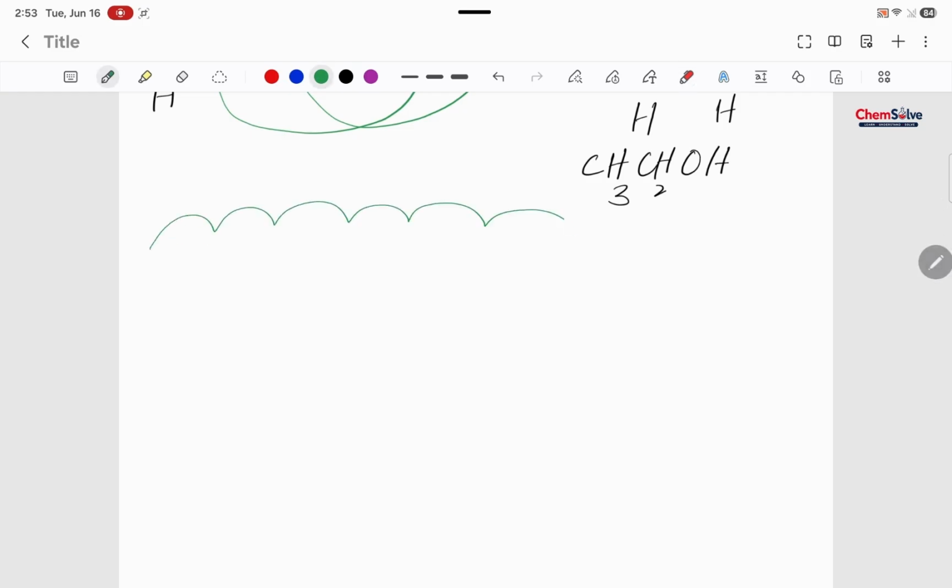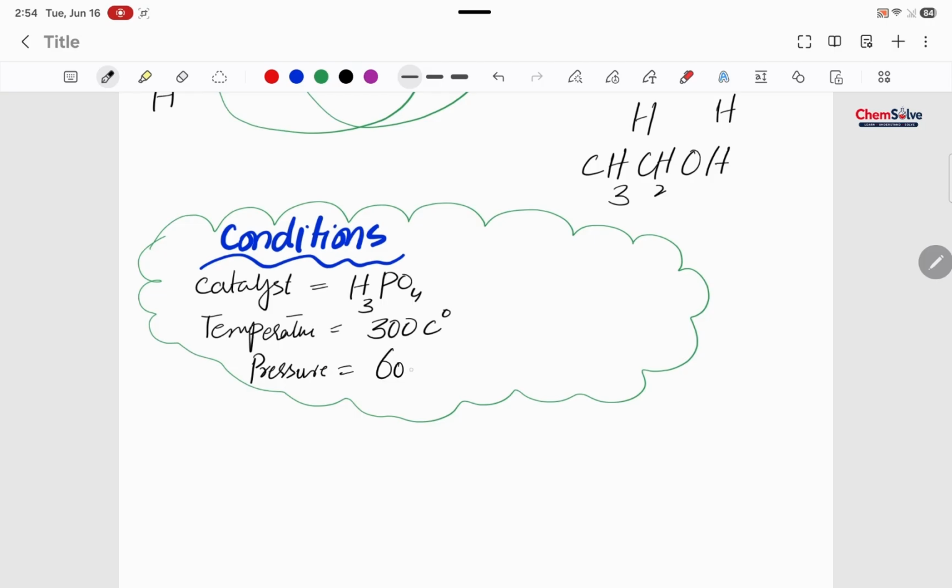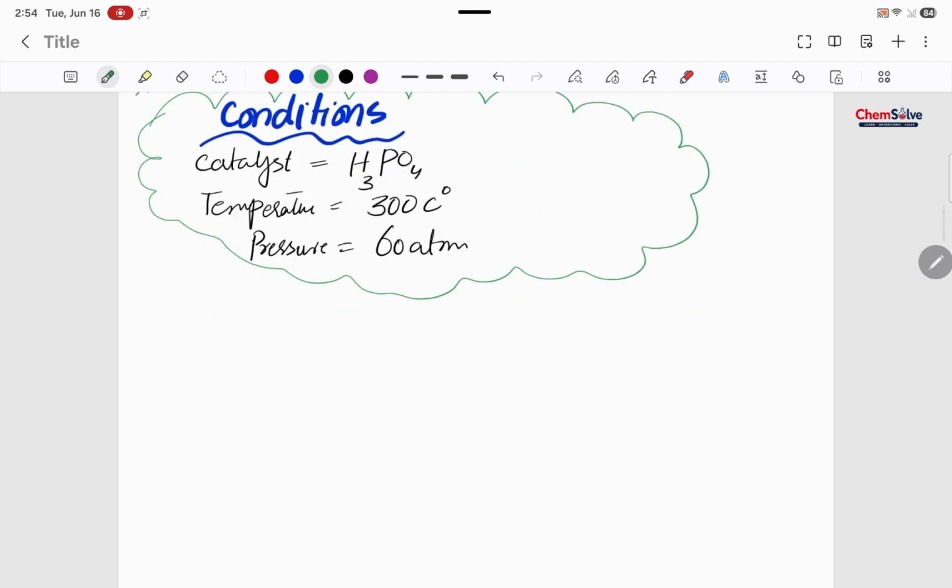So what are the conditions? For the reaction, the condition is a catalyst, that is H3PO4, temperature, that is 300 degrees Celsius, and pressure, that is 60 atm. This is something that you must remember.